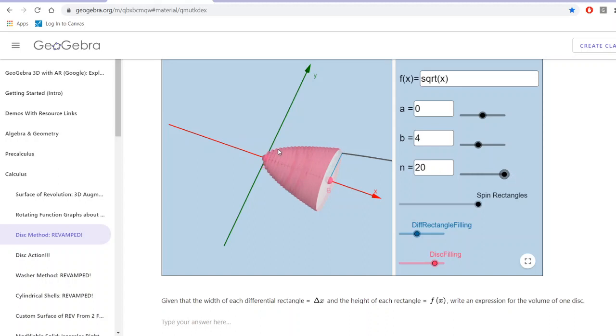So that's really the idea that's underlying what we're doing here. Just like when we're finding areas, it's like we're using infinitely many rectangles. When we're finding volumes, it's as if we're using infinitely many of these little pancakes, slices.